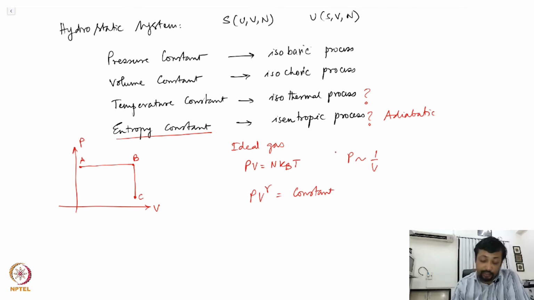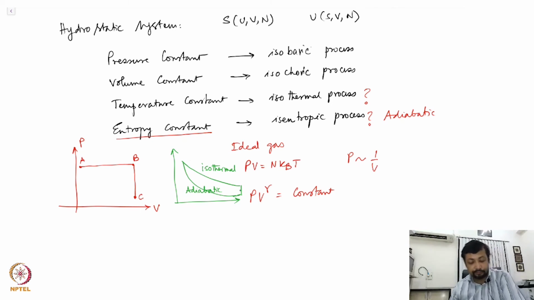So these are the kind of curves you expect in the PV diagram, and we have seen the example of that in the Carnot engine. One of them was like this, the other one was slightly steeper, right? So this is isothermal and this is adiabatic. So you take the system from B to C, right?